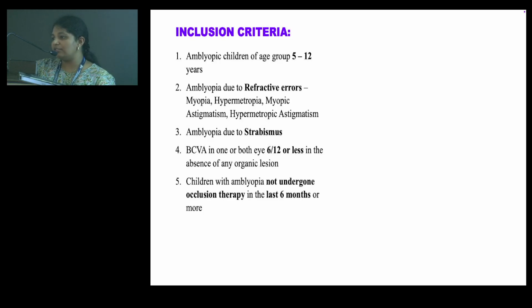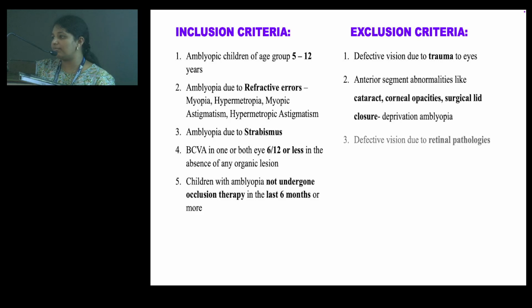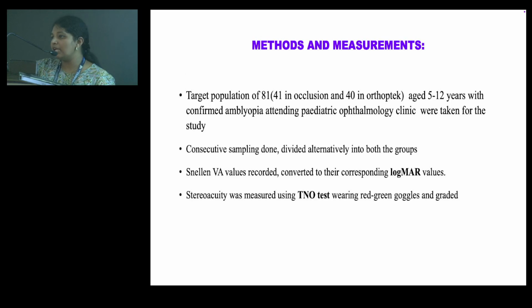Amblyopic children of age group 5 to 12 years, refractive amblyopia, strabismic amblyopia, visual acuity less than 6 by 12, and those who had not undergone occlusion therapy in the past 6 months were included, and those with defective vision due to trauma to eyes, deprivation amblyopia, and defective vision due to retinal and optic nerve pathologies were excluded from the study. A target population of 81, that is 41 in the occlusion and 40 in orthoptic groups of age group 5 to 12 years were taken for the study. Consecutive sampling was done and divided alternatively into both the groups.